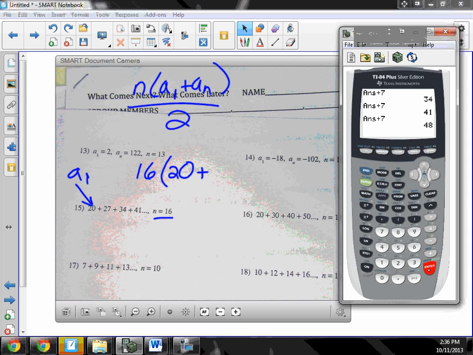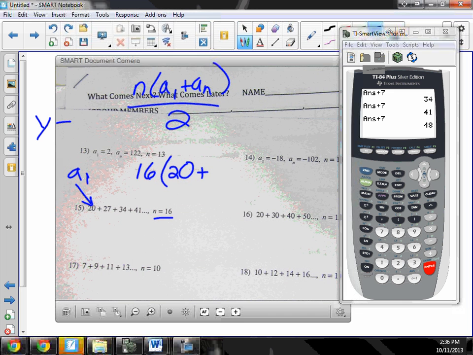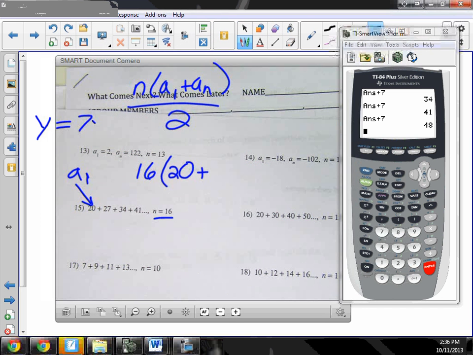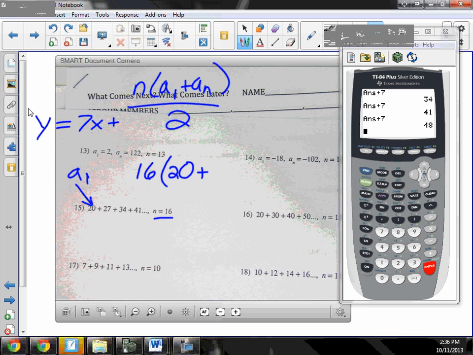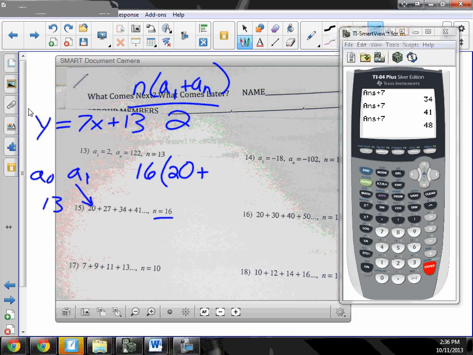So the equation is going to be y equals 4, no, not 4, sorry. The equation is 7x plus, careful. Does everybody know why it's 13? You have to start this equation at 0. So 20 is my a sub 1, so my a sub 0 is 13. So plus 13. Now how do I find a sub n?